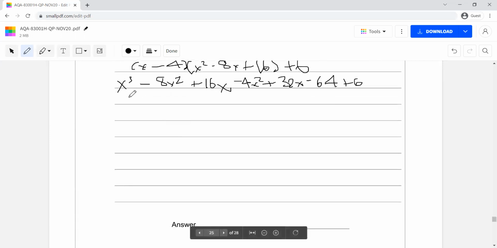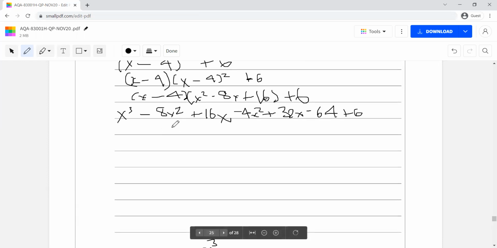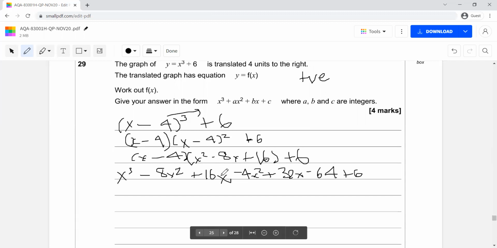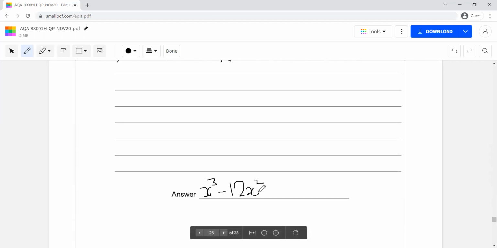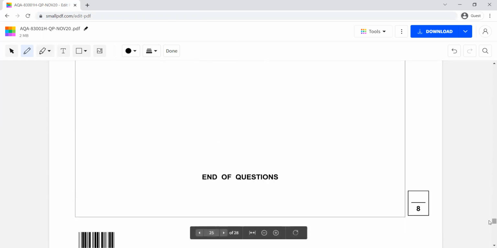Okay, so if I simplify this, the x cubed doesn't change, so I have an x cubed, minus 8x squared minus 4x squared, so it's minus 12x squared. 16x plus 32x is 48x, so a plus 48x, and minus 64 plus 6 is minus 58. And that is the end of the question paper.